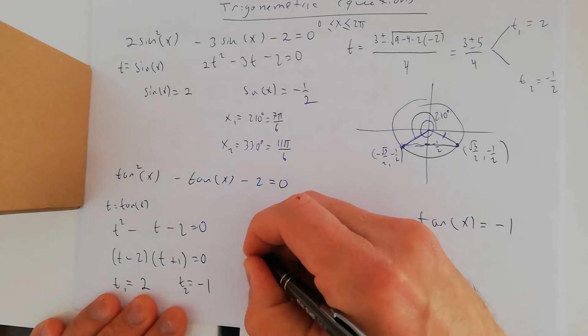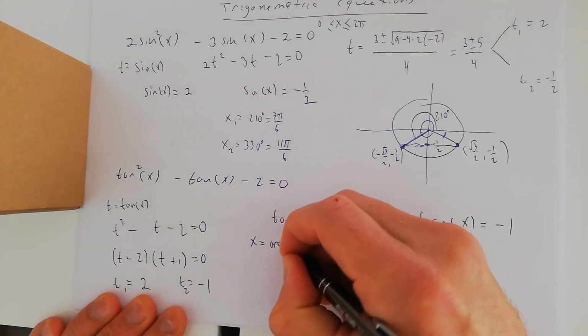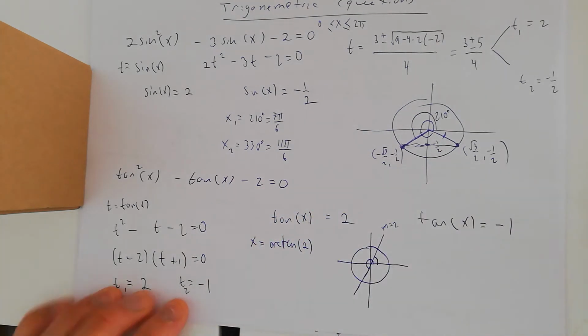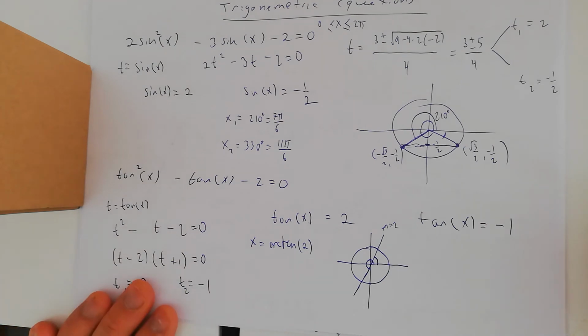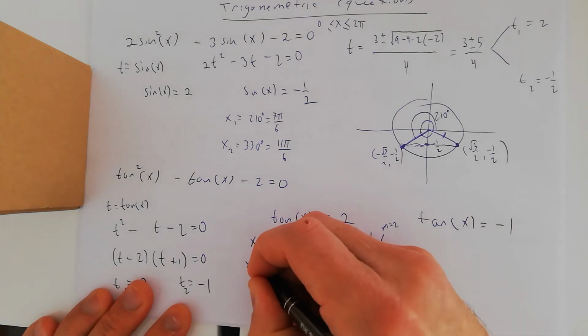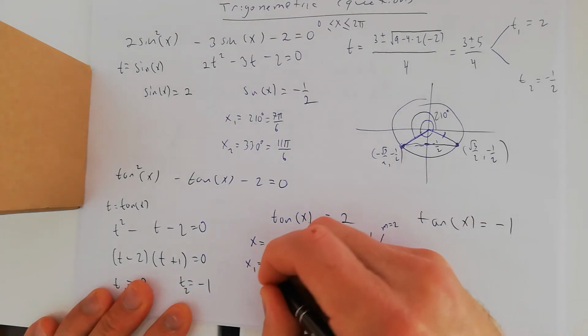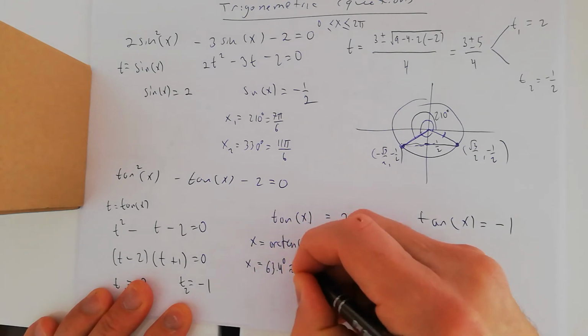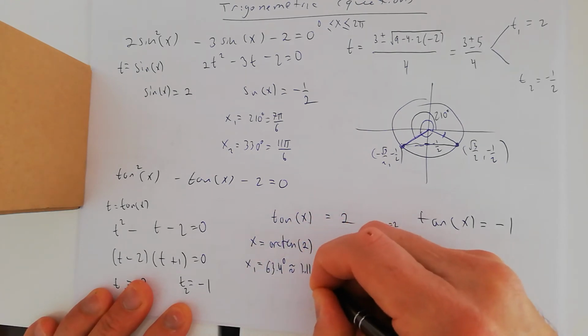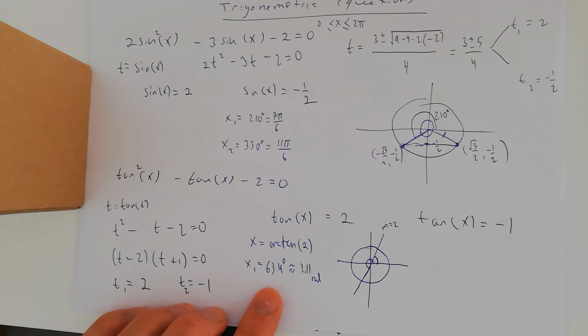Here we have to use a calculator. X will be arctan of 2. In the calculator it says tan minus 1, which is arctan of 2. This gives approximately 63.4 degrees or 1.11 radians using a calculator.